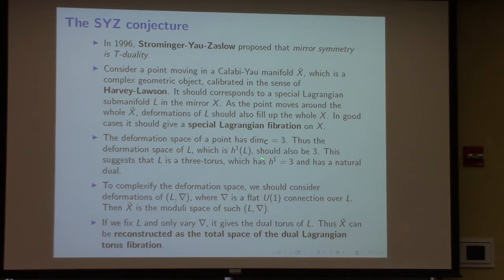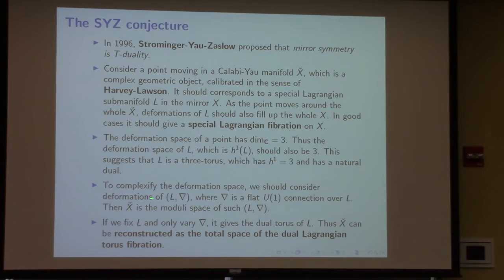But on the other hand, potentially there could be other manifolds. If you take the other manifolds, you cannot put in T-duality, so we may as well put T-duality there. The deformation space should actually be considered as a Lagrangian with a flat U1 connection over L. That's motivated by string theory.